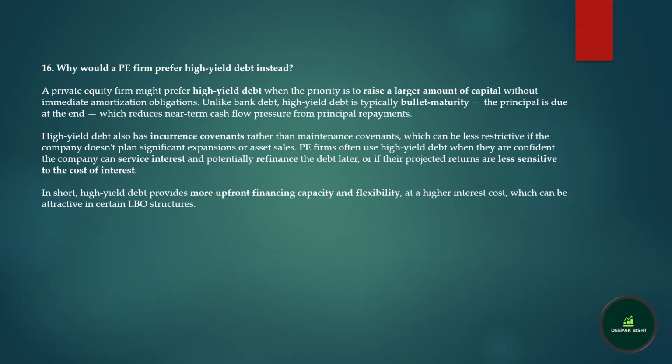bank debt. So maintenance covenants are found in bank debts, and incurrence covenants are generally less restrictive compared to maintenance covenants. Maintenance covenants require the company to maintain certain financial metrics like debt to EBITDA ratio or interest coverage ratio. So these covenants can be challenging if the company's performance fluctuates. Incurrence covenants in high yield debt, however, only trigger if the company wants to take specific actions such as issuing new debt, paying dividends, or selling assets.